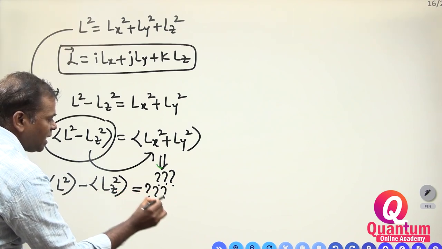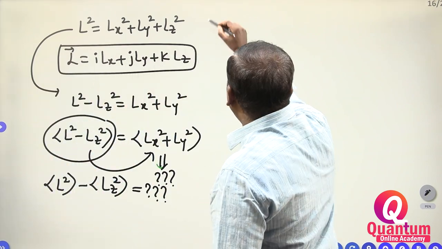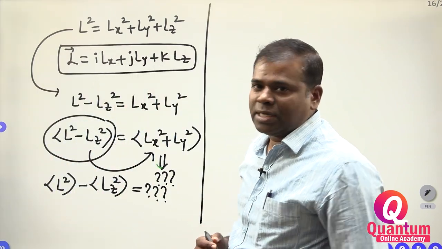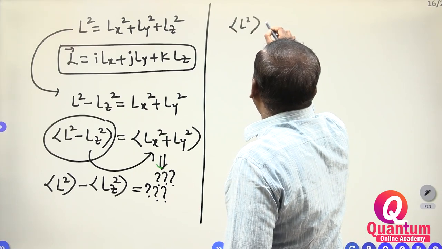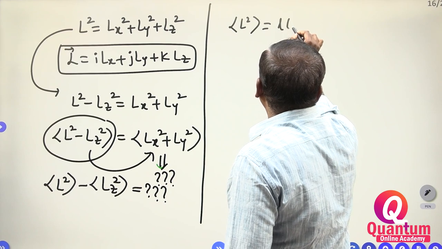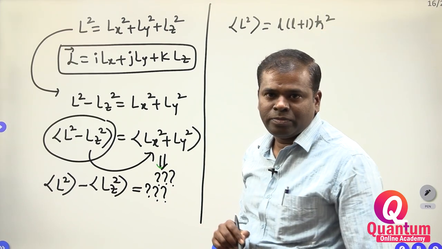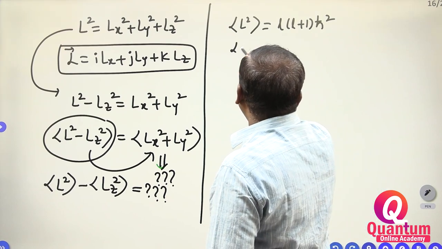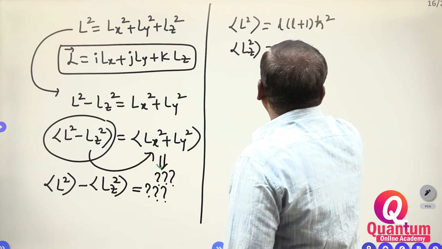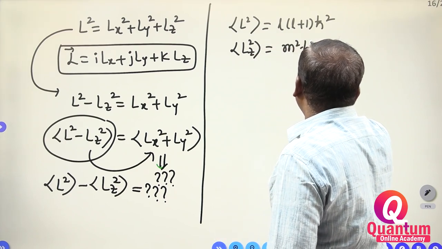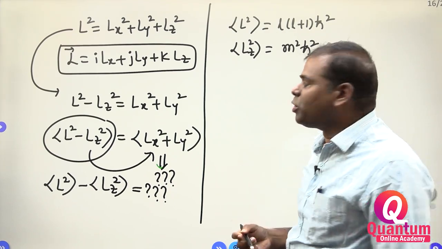How do we calculate it? We know the wave function, and from that wave function we have to calculate. The expectation value of L square is equal to L into L plus 1 into h cut square. This is the eigenvalue. Right? The expectation value of Lz square is equal to m square h cut square. This is the other formula. From this, we have to calculate.